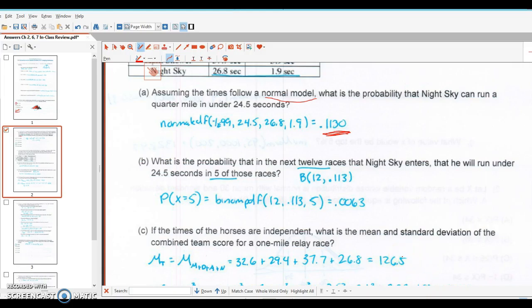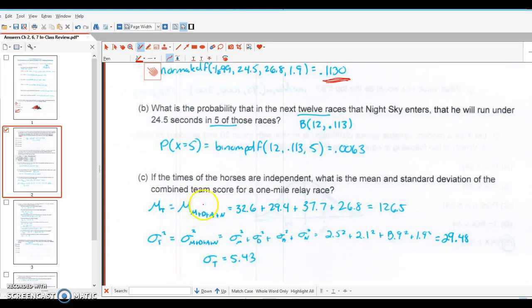The deviations are also given, but keep in mind we can't work with deviations. We have to work with variances. So I'm going to find the variance of each of the 4 horses. So square the values that I'm given, add those together, get 29.48, and then take the square root of the 29.48 to get the deviation for the team time. And both of these are in terms of seconds if you would like to include units on that.